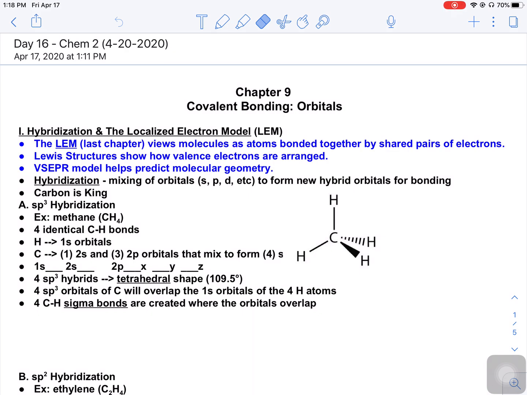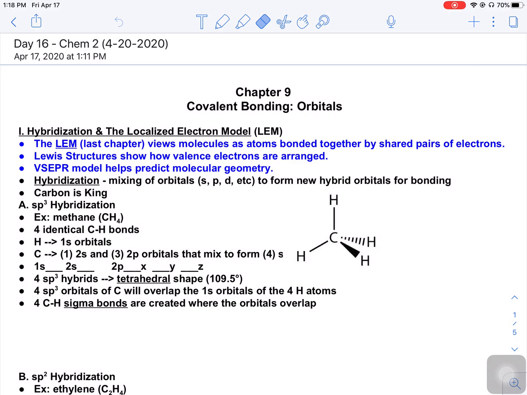But now we're going to dig into this other theory called molecular orbital theory. And this is the idea that sometimes electrons don't belong to a single atom or a pair of atoms, but rather the whole molecule. And we're going to look at bonding in a little bit of a different manner here.